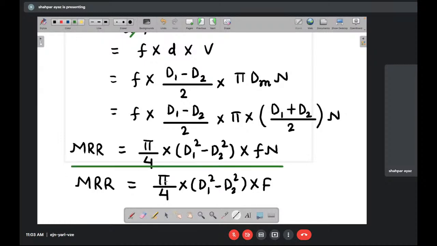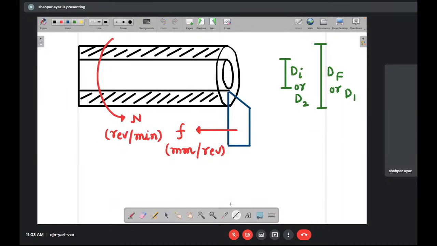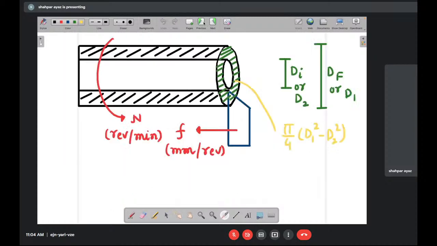So similarly, guys, this is the area. You can see this is the area perpendicular to the feed: pi by 4 d1 square minus d2 square. Everyone see, it will be like this. Clear? So when you analyze this, if you multiply this area with the feed velocity, capital F, you will get the MRR expression. But now in this problem, GATE has changed.